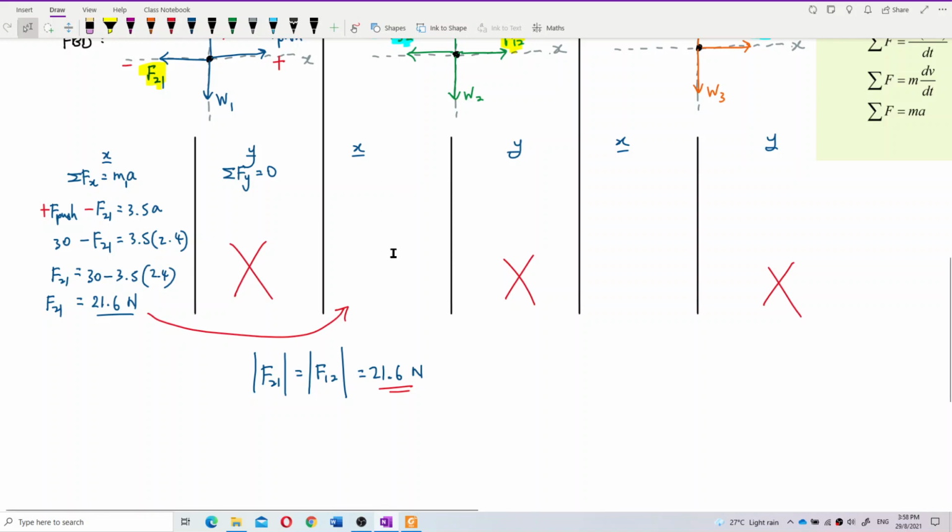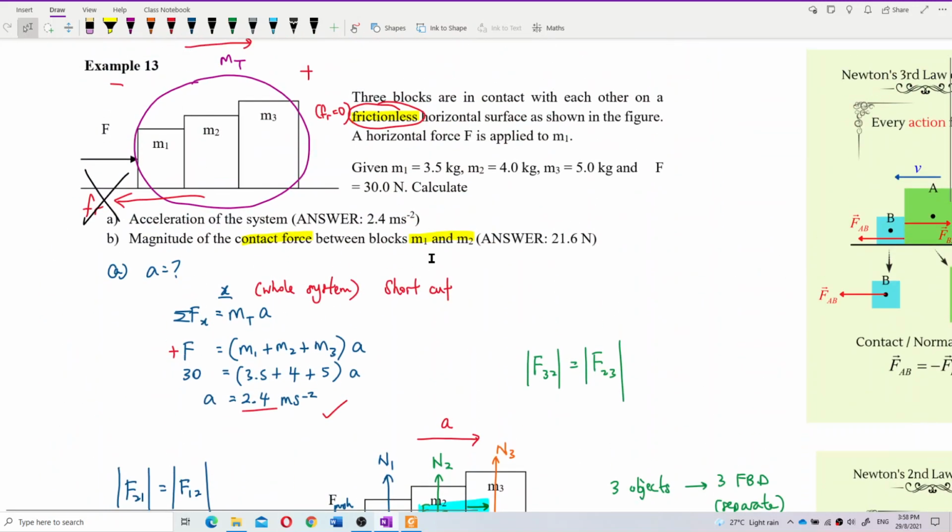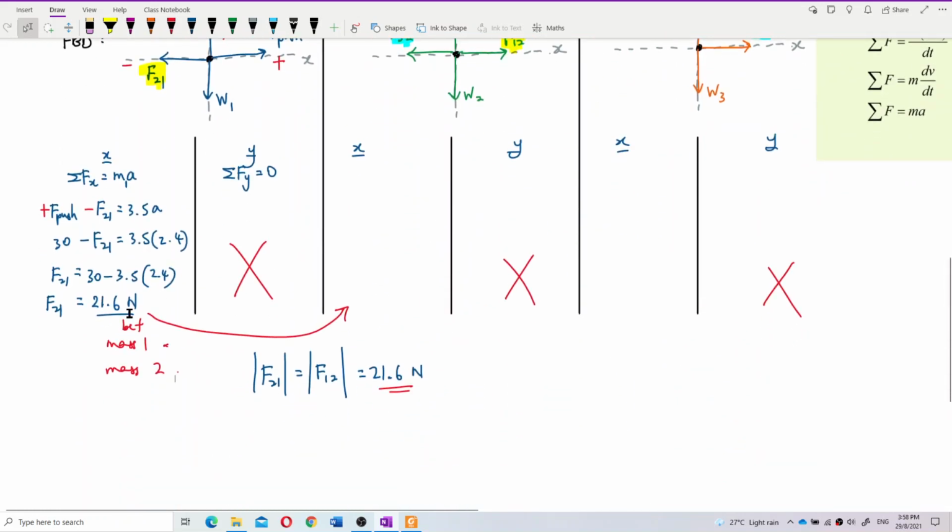Understand? Actually, I got the answer already. Is that answer correct? This is the contact force between mass 1 and mass 2. Is that correct? Between mass 1 and mass 2, 21.6 Newton. That's correct. Okay, problem solved already.